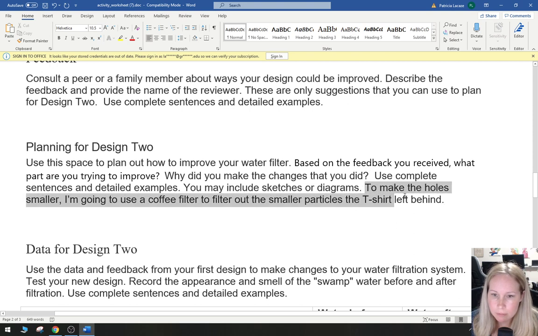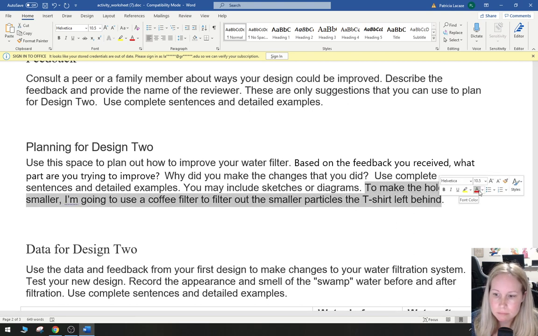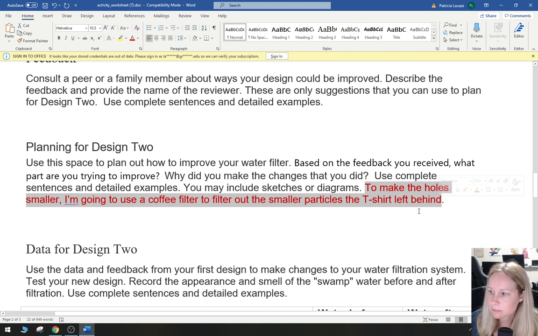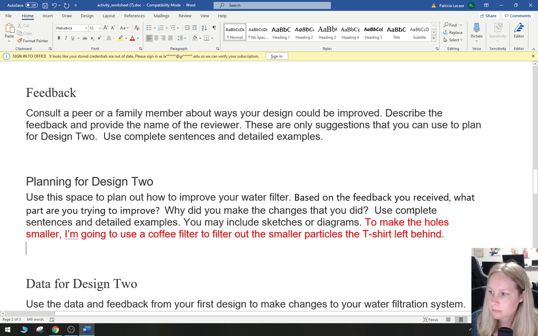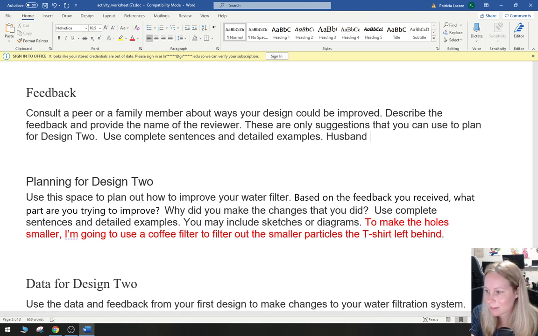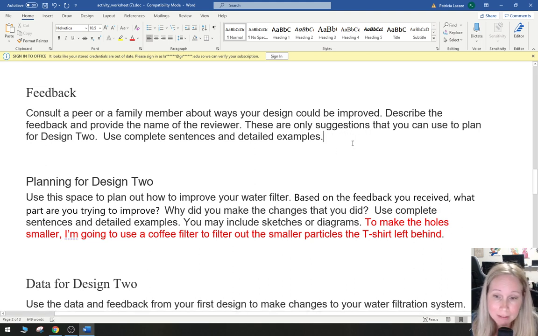Okay. Make that red so you can see it. Am I supposed to do something? Extract the feedback. Oh, the name. Okay. I asked my husband a little bit. Husband. No, you don't have to say husband. We'll just leave that blank. If you ask your parents, I got this idea from my parents.